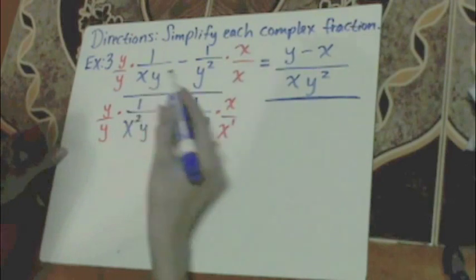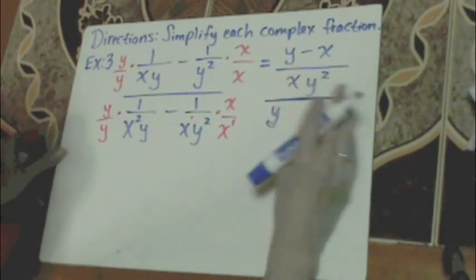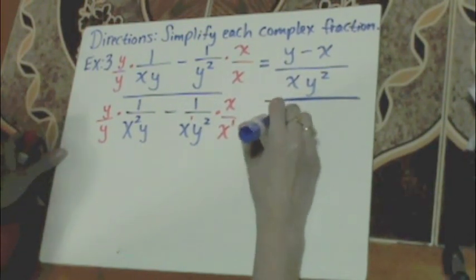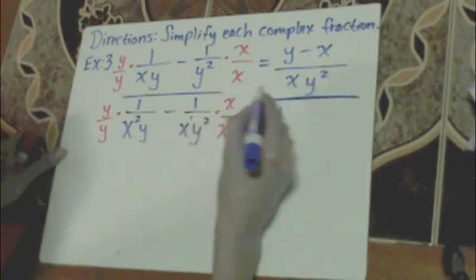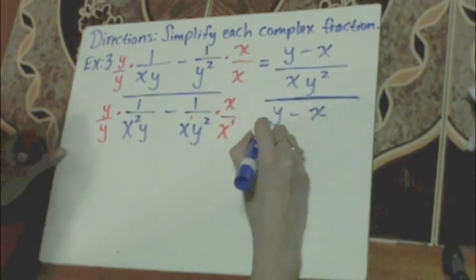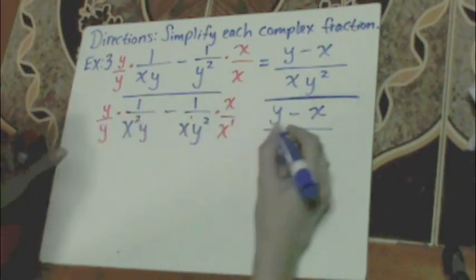So y times 1 is y. So y. And then minus 1 times x is a negative x divided by my common denominator of x squared, y squared.